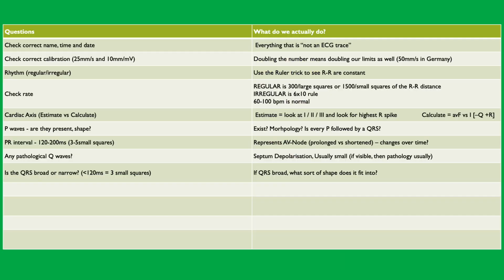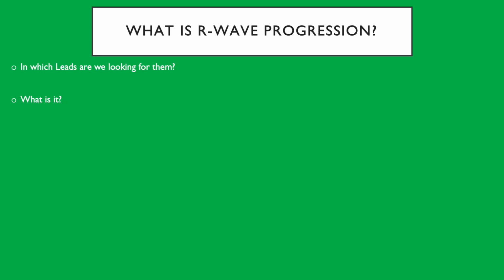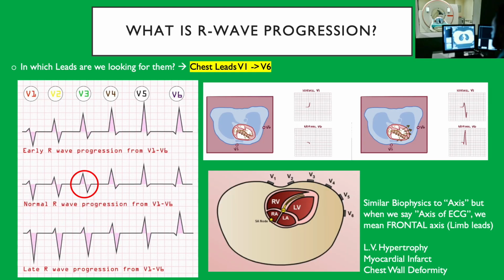Good. Moving on, the next one, R wave progression. Have you heard this term before? What is an R wave progression? No one? Okay, so basically, you look at V1 to V6, the chest leads, and how they move is like the R becomes more positive the way it's going towards V6, and the Q becomes less negative, okay? So this is the R wave progression, okay?